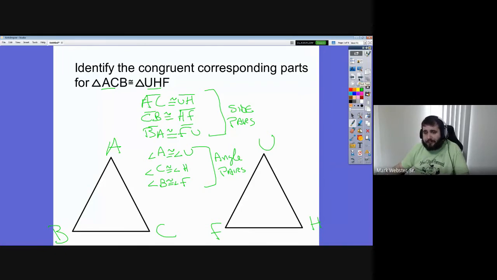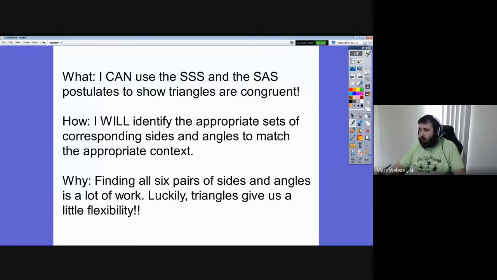All right. So what are we going to talk about today? So the thing about what we talked about on Thursday with the congruent corresponding parts and all that, with that situation where you find all 6 pairs of congruent corresponding parts, you have congruence. Is that hard to do a lot? Yeah, that's a lot of work. That's 6 different pairs of sides and angles that you have to deal with, and that's a lot of work.